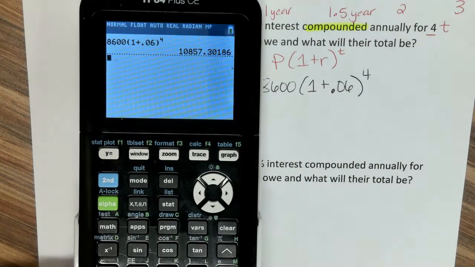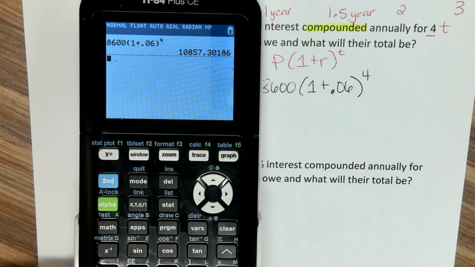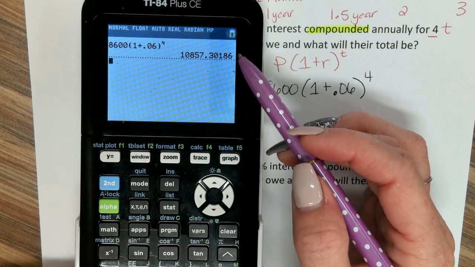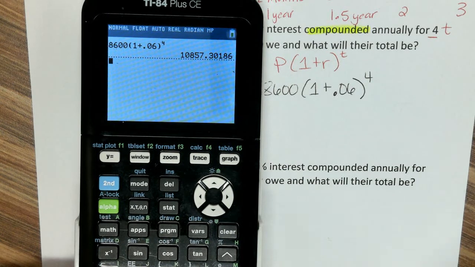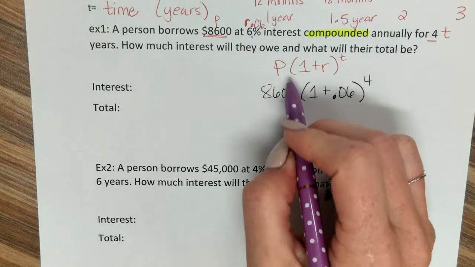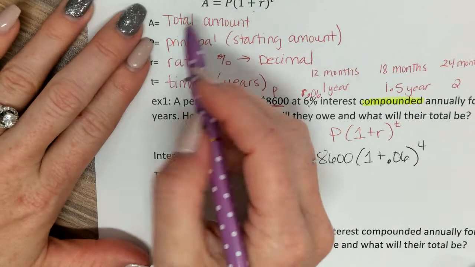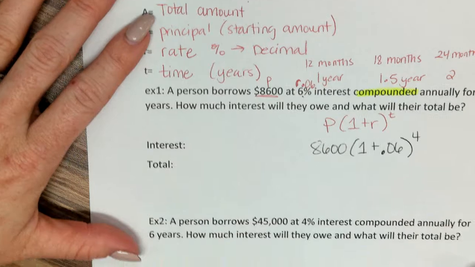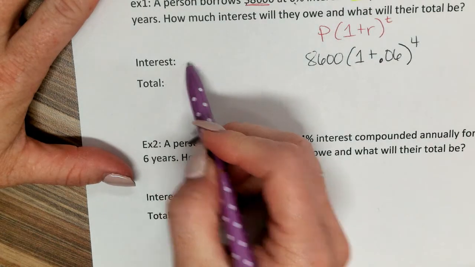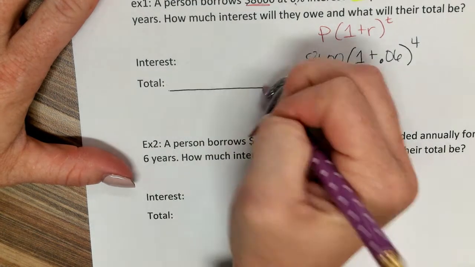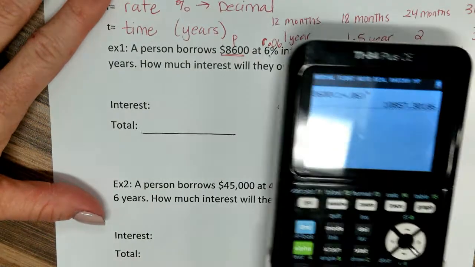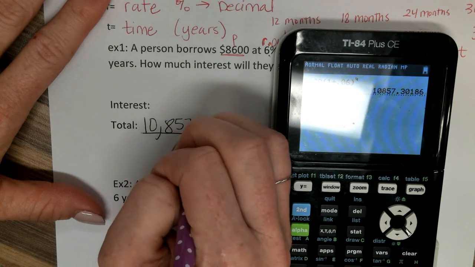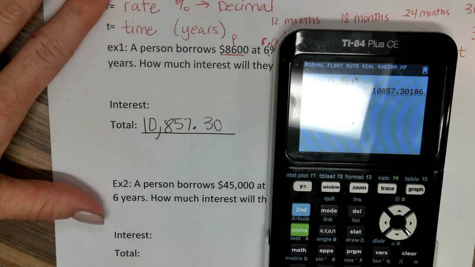Now remember, this is money. So would I write all those decimal places? Money is always stopped at the second one, right? The other thing you need to remember is this formula solves for the total, not the interest, so I'm not going to put the interest here, the answer. I'm going to put it there. So my bill is going to be $10,857.30.